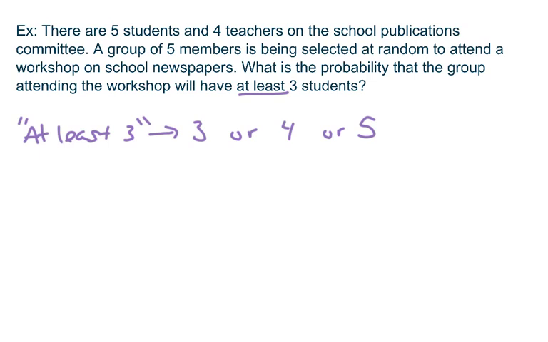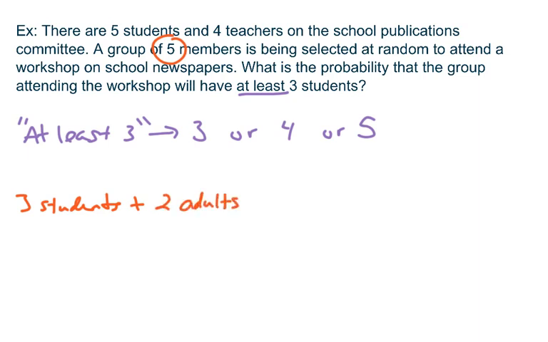So let's try to figure this out. If we're going to take 3 students, how many adults is that going to mean are in our group? We know we're taking 5 people total. We've defined that we're going to take 3 students. That means we're going to take 2 adults or 2 teachers.